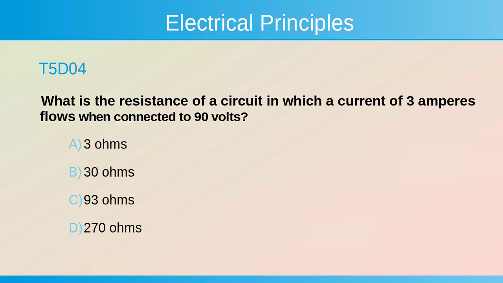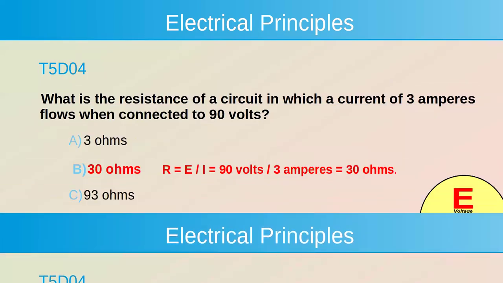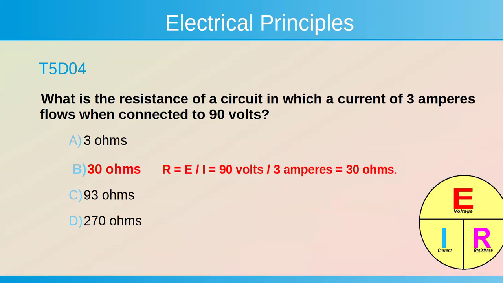So a real question. What is the resistance of a circuit in which a current of 3 amperes flows when connected to 90 volts? Beta works. There's different phonetic alphabets. Okay, I keep saying beta. I'm doing military. Yeah, Bravo.